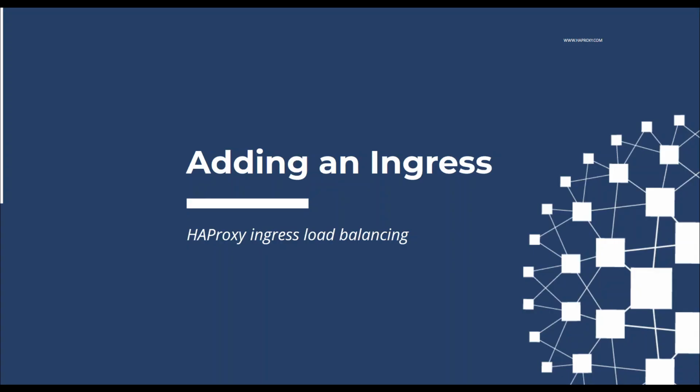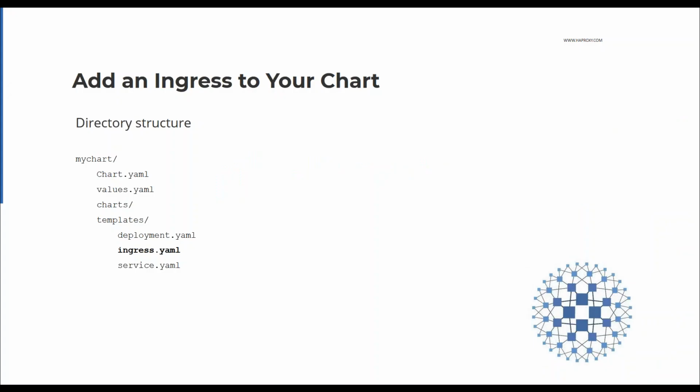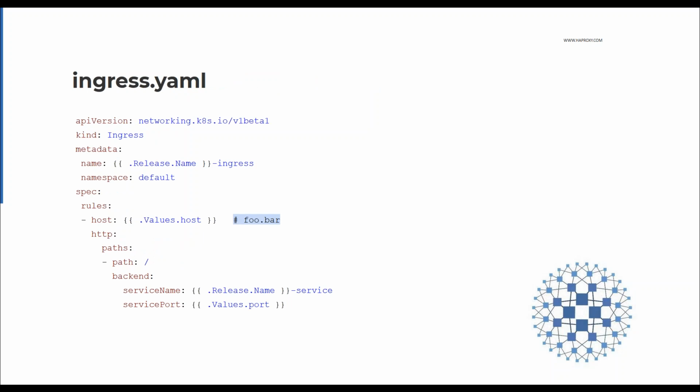So next I want to show just kind of an added bonus of why you would add an ingress to your chart. So we already saw the directory structure for a chart. Now we're just adding one more file. This is ingress.yaml. And inside that file, you're going to create an ingress resource. An ingress resource creates a way for a client who is outside of your Kubernetes cluster to be routed to a service that's running inside your cluster.